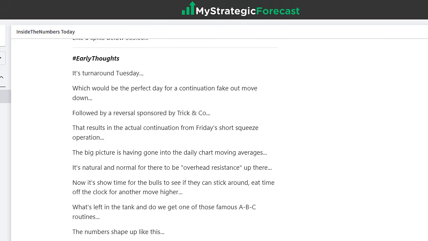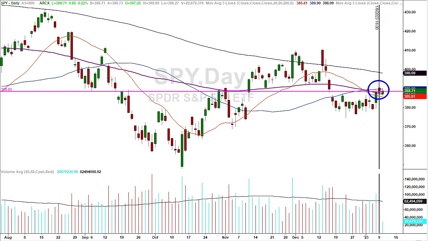It's Turnaround Tuesday. This would be the perfect day for a continuation fake out move down, followed by a reversal, sponsored by, of course, Trick & Company. The bigger picture is the market's not finished with Friday's squeeze operation. In recent videos, I've been discussing the fact that on the daily chart, the market was going to trade up to some moving averages. That is precisely what happened. And they become a natural area of overhead resistance.